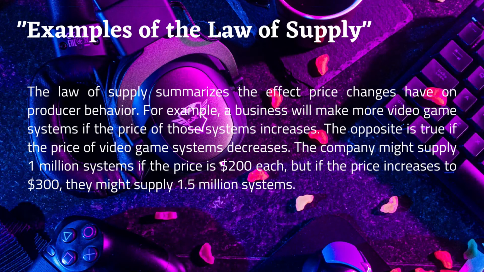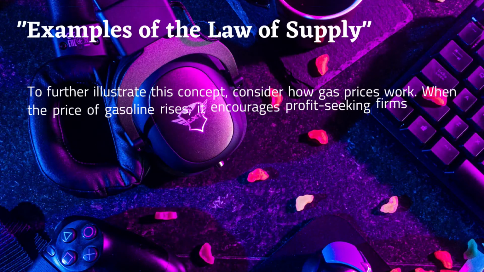Now, coming to the example of the law of supply, the law of supply summarizes the effect price changes have on production behavior. For example, a business will make more video game systems if the price of those systems increases. The opposite is true. If the price of video game systems decreases, the company might supply 1 million systems if the price is 200 each, but if the price increases to 300, they might supply 1.5 million.